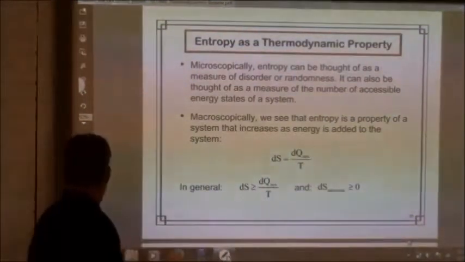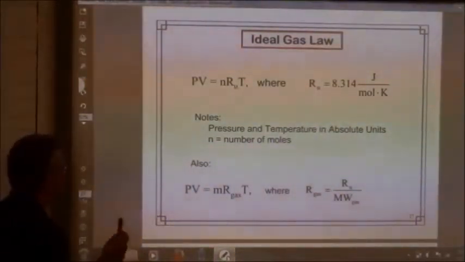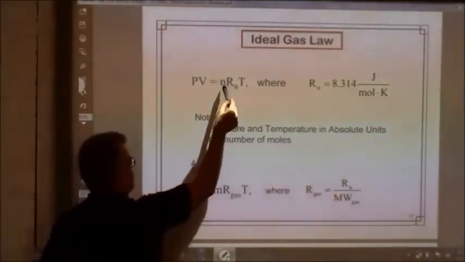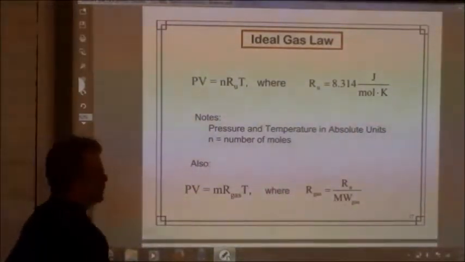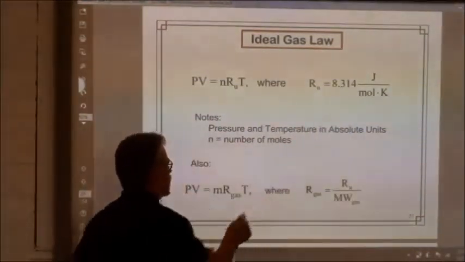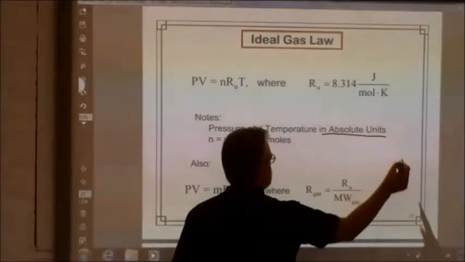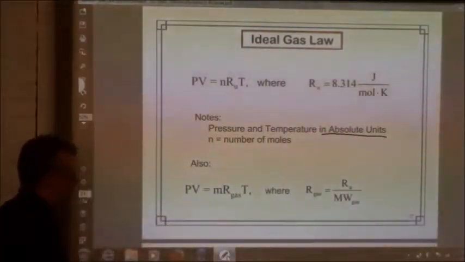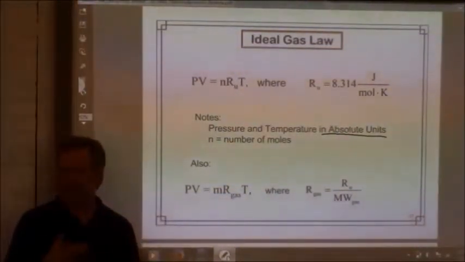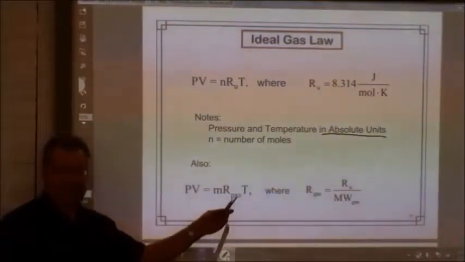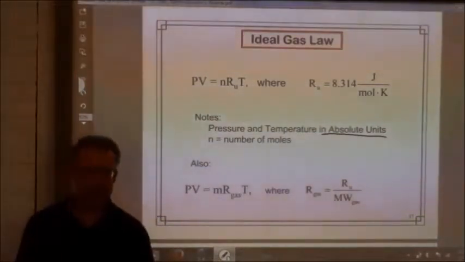Okay, so let's talk a little bit about the ideal gas law. This is pressure times volume equal to the number of moles times the universal gas constant times temperature, PV = nR_uT, where R_u is given here, 8.314 joules per mole Kelvin. Pressure and temperature have to be in absolute units. Now, what you could do, and very often we do this in thermodynamics, is calculate a different gas constant for each gas, by taking the universal gas constant and dividing by the molecular weight of the gas.